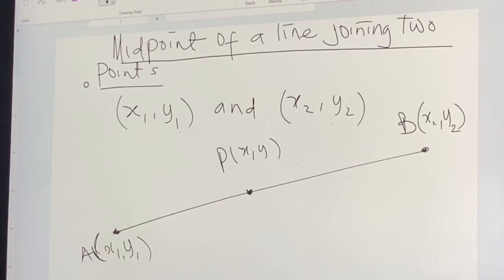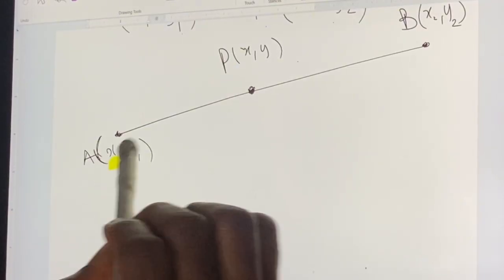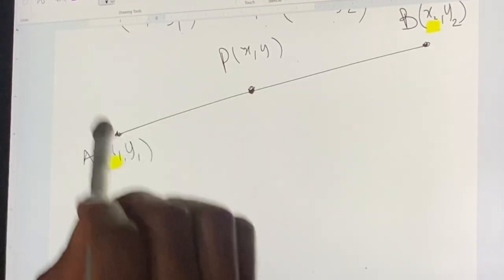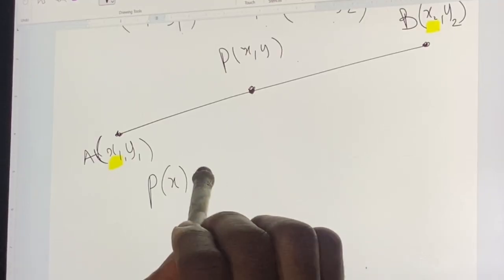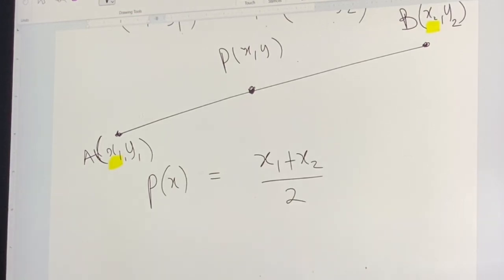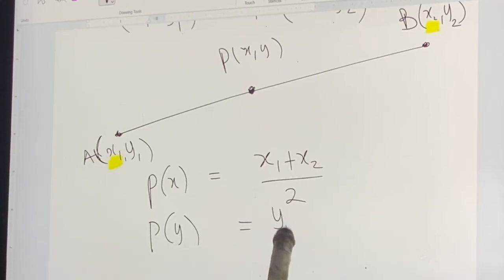So we have the midpoint here. We can call it the half point. So our midpoint between x1 and x2 will be half of this. So for P of x, that is half of x, will be equal to x1 plus x2 over 2. Please take note. So the midpoint of y, that is half of y, will be equal to y1 plus y2 over 2.